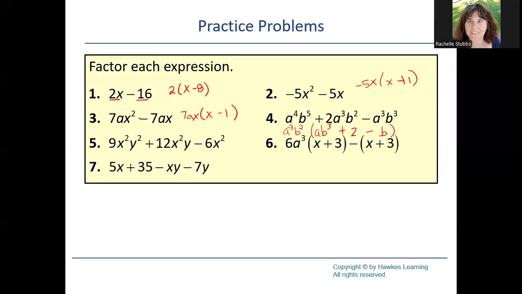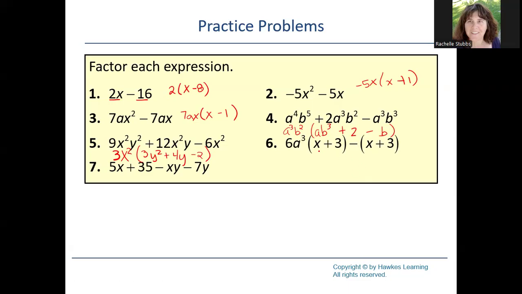All right. We've got 9x squared y squared plus 12x squared y minus 6x squared. What I do know is they all have a 3 in common. And there's no y over here, so I can't factor out a y, but I can factor out an x squared. So what will that leave here? That will leave 3y squared. And right here, 12 divided by 3 is 4y. And then minus 6 divided by 3x squared is just going to be minus 2.